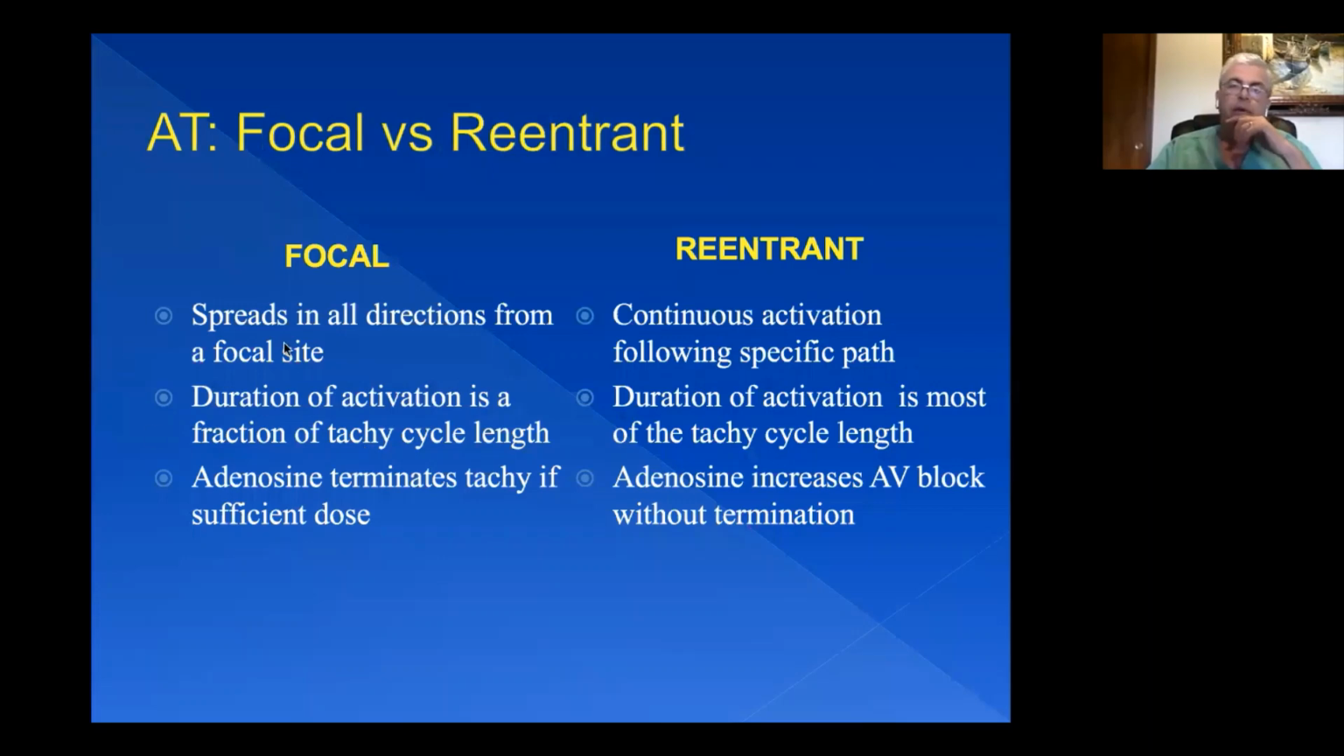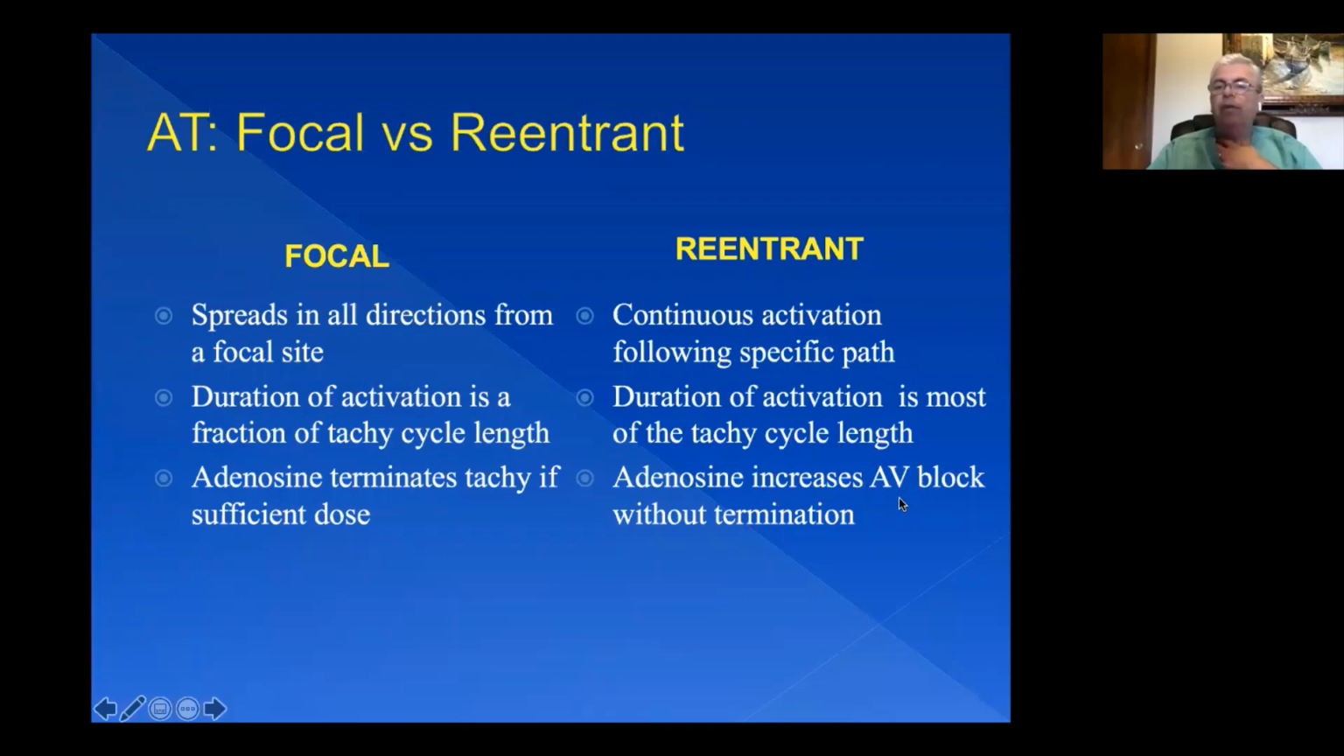Once again, focal atrial tachycardia, you go from one spot and you spread in all directions. Reentrant, you always have continuous activation following a specific path. Adenosine usually terminates tachycardia if you give high dose in case of focal. If you give adenosine to reentrant tachycardia, you simply block the AV node.